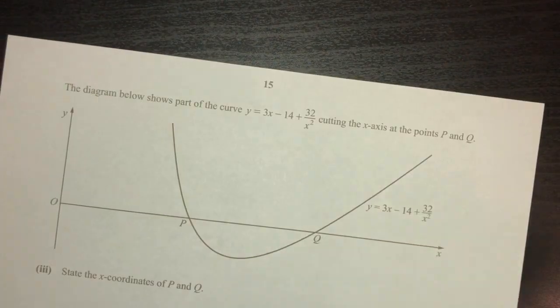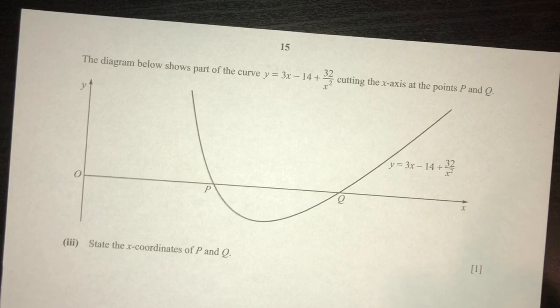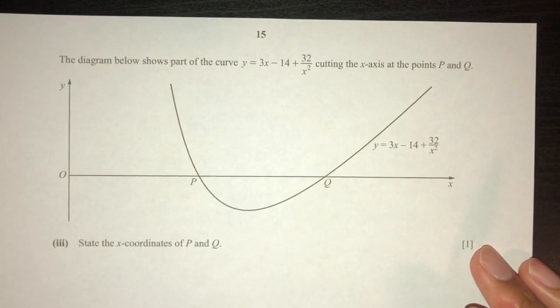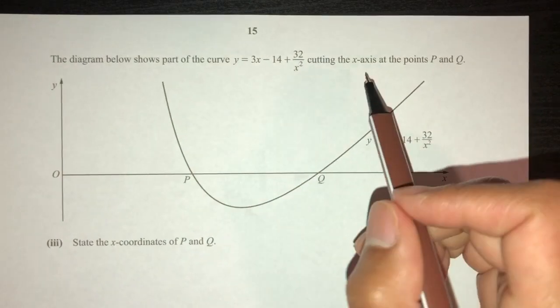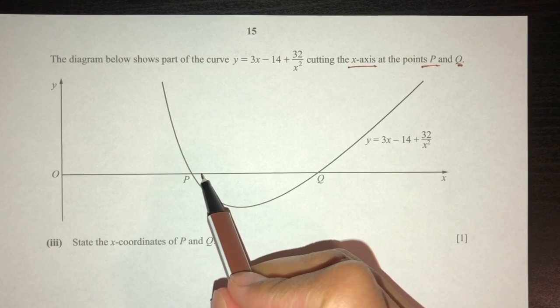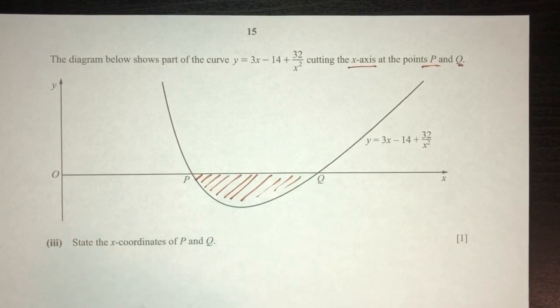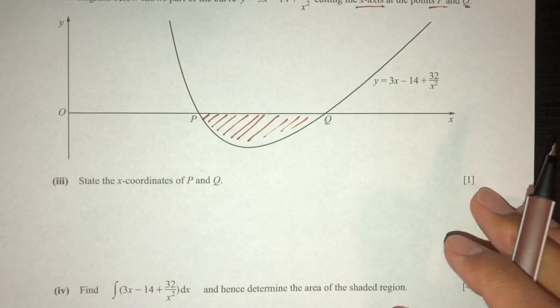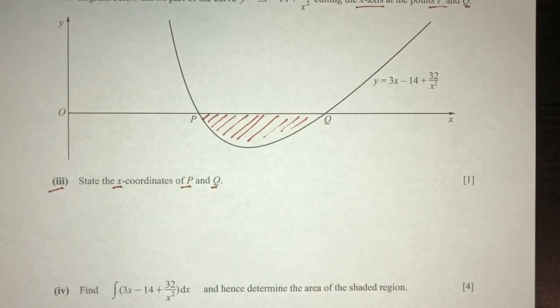Okay. I think we have a part B as well of this question. Now the diagram shows below the part Y, as you can see, cutting the x-axis at the points P and Q. And I know in the question this is the shaded area that we might need to find. Now what's next? So part 1 is state the x coordinate of P and Q.